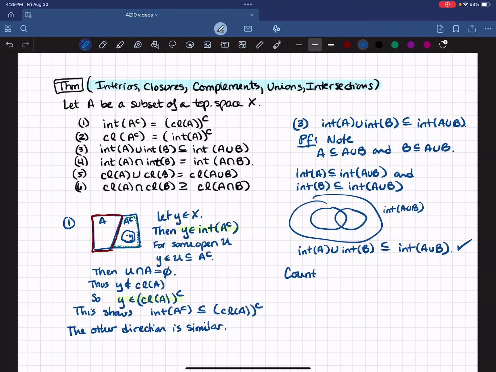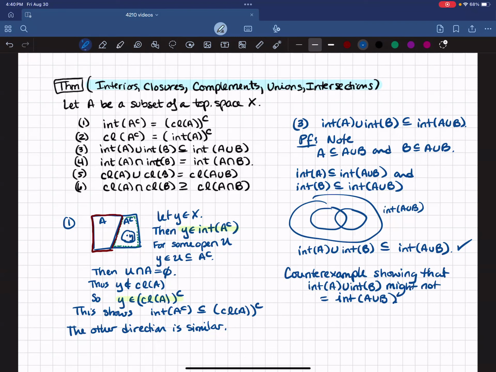Counterexample showing that the interior of A union the interior of B might not equal the interior of A union B. They can be different. Sometimes they're equal. It just depends on the sets you have, but they don't have to be. So here's an example showing that they're sometimes not equal.